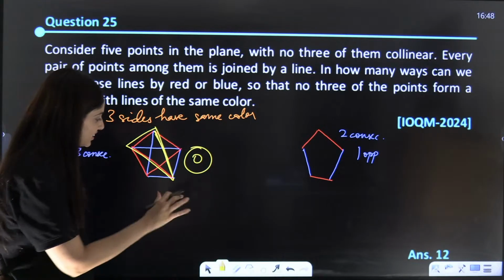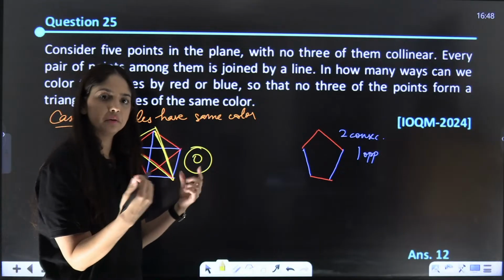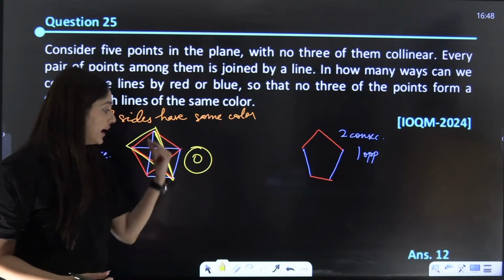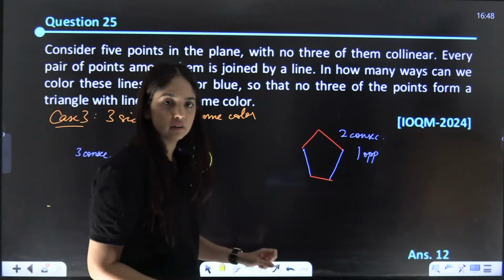Okay, so just watch very carefully. If you missed something, then go back to the video and you will see how we were coloring every diagonal, and we could not find any color for this diagonal, which means 0 possibility. Now let's come here.